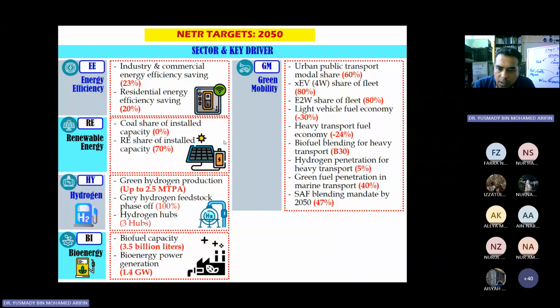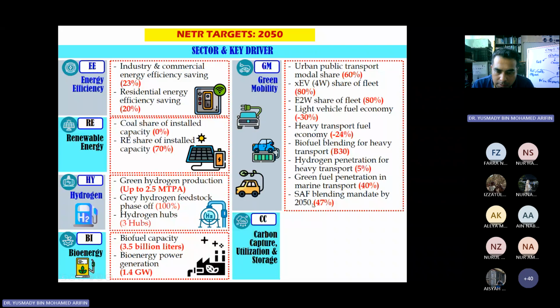Okay, hydrogen penetration for heavy transport. So the usage of hydrogen as fuel, 5%. Green fuel penetration in marine transport, 40%. So this includes hydrogen, also biofuel. SAF blending mandate by 2050, 47%. So SAF ni saya lupa nak cari. Nanti you cari apa maksud dia SAF.